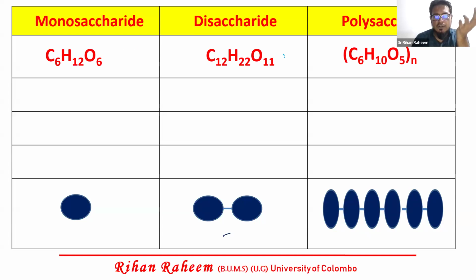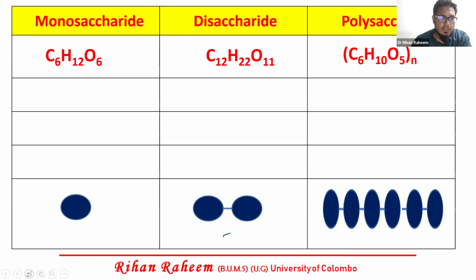Here we know there is only 2, therefore a clear idea is given. Here we don't know how many, so we just keep it as n. C6H10O5 into n times. Can we read it as C6H10O5 whole thing to the power n? Not to the power n, into n, yes, correct.